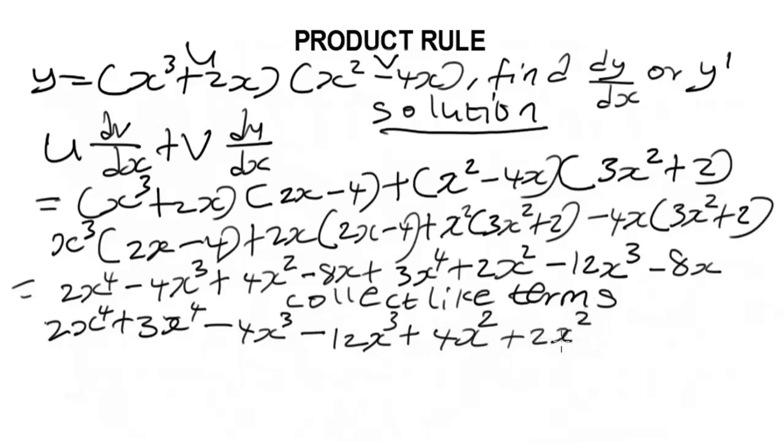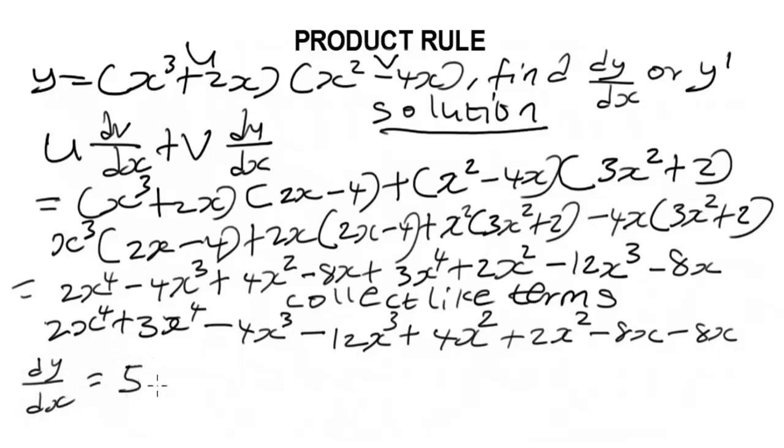Right, are we missing anything, guys? No, we are getting it. So let's go to the least power, minus 8x, and lastly minus 8x. Okay, we're almost done, guys. So our final answer, dy over dx, will be 2x raised to the power 4 plus 3x raised to the power 4.